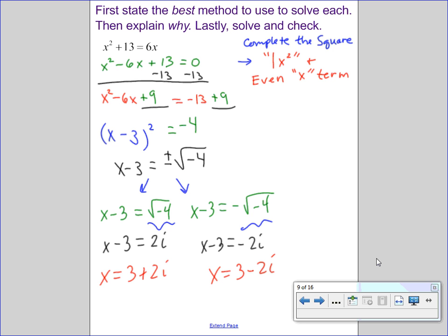Rachel? This is a really random question. Is the x squared term called the quadratic term? Yes. Yep. A quadratic term is just a fancy name for a squaring term, just like a linear term is a fancy name for an x term, for an x to the first. Good job.